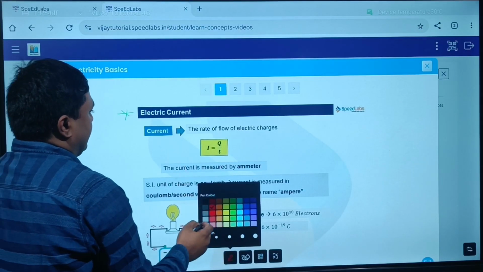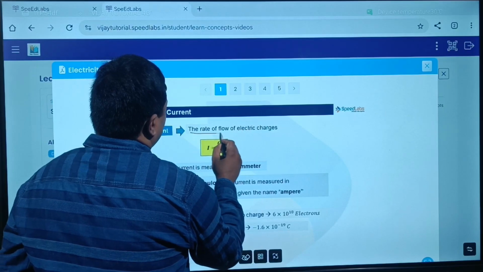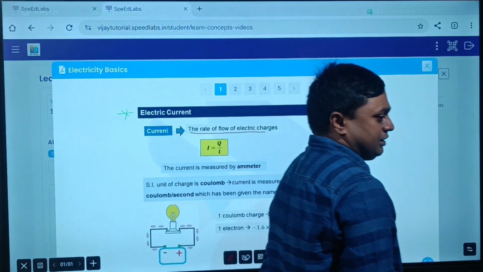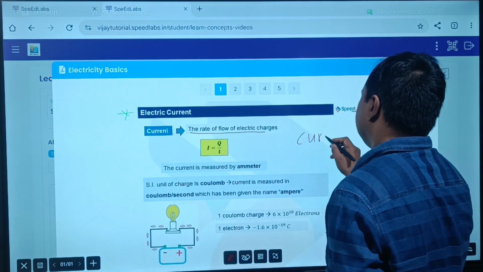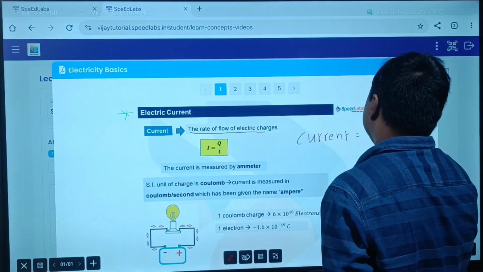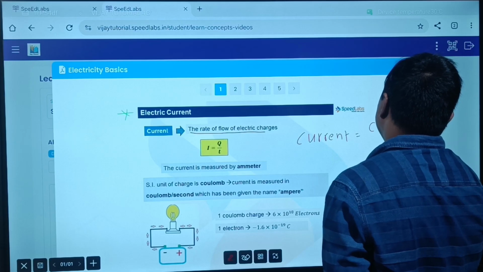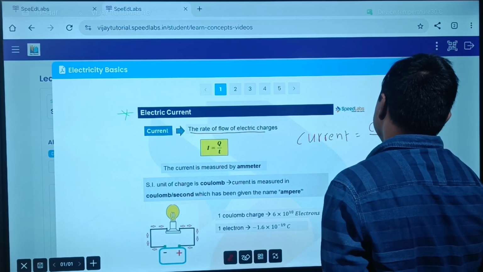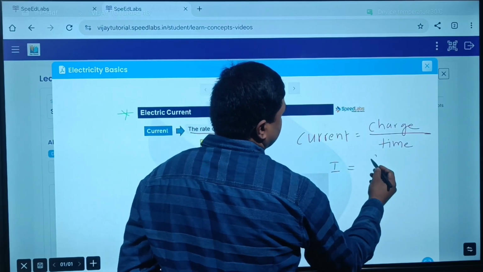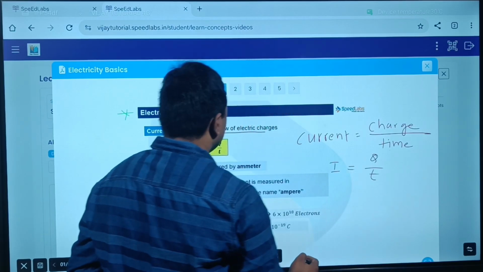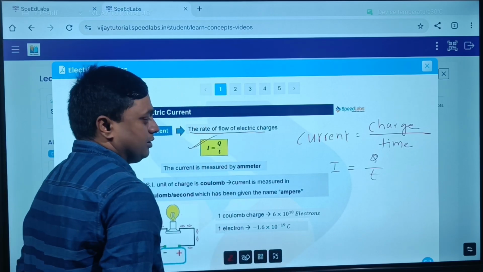When we talk about electric current, the rate of flow of electric charge is called electric current. We can write current is equal to charge flowing per unit time. Generally current is represented as I, charge as Q, time as T. So we can write I is equal to Q by T.